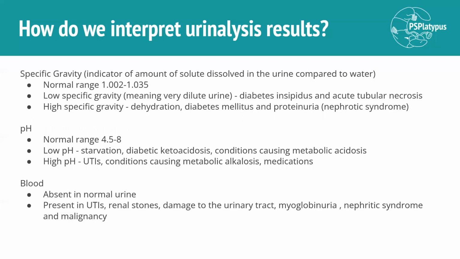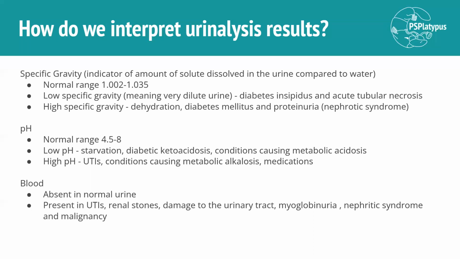Specific gravity is an indicator of how much solute is dissolved in the urine compared to water. So essentially how concentrated the urine is. The normal range is 1.002 to 1.035. Anything below this indicates dilute urine, which can occur in diabetes insipidus and acute tubular necrosis. High specific gravity, on the other hand, indicates very concentrated urine. So dehydration, diabetes mellitus, and proteinuria.